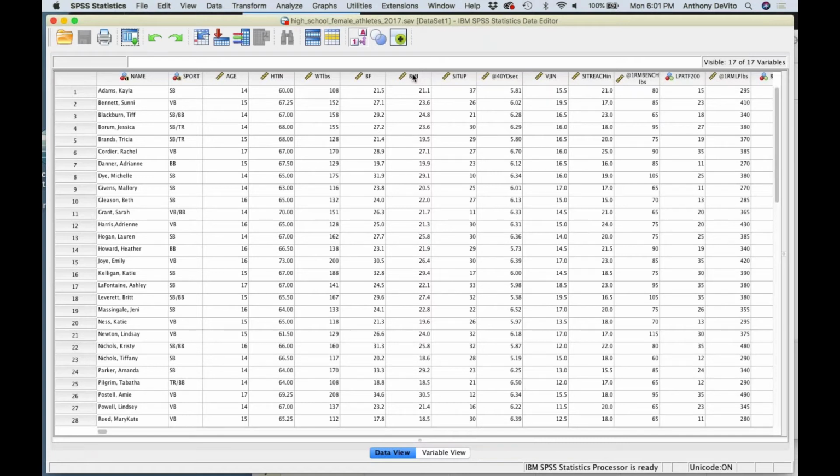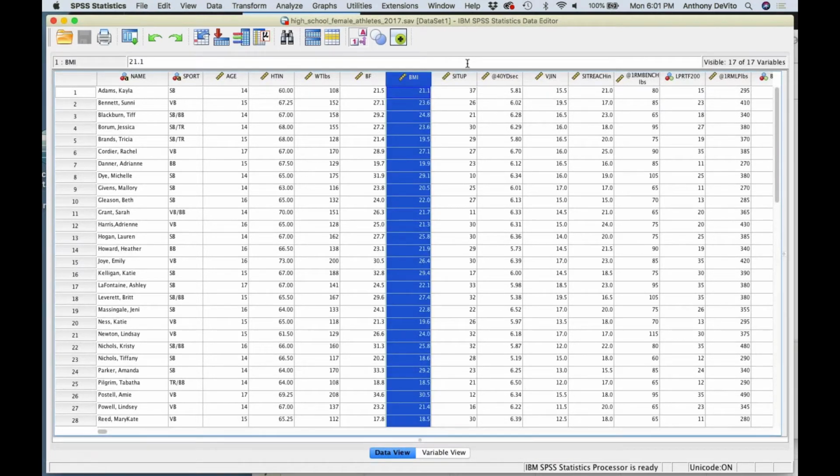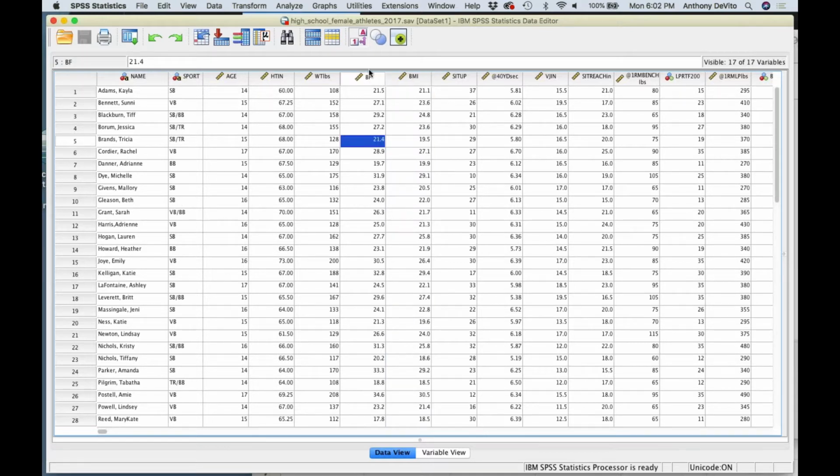Okay, so what I'm interested in is this numerical variable, BMI. I'm interested in the mean and the standard deviation for all of the girls in this survey, right? Not just one group or another, not for any particular sport, but for all of the girls overall. So there's a couple of ways I could do that.